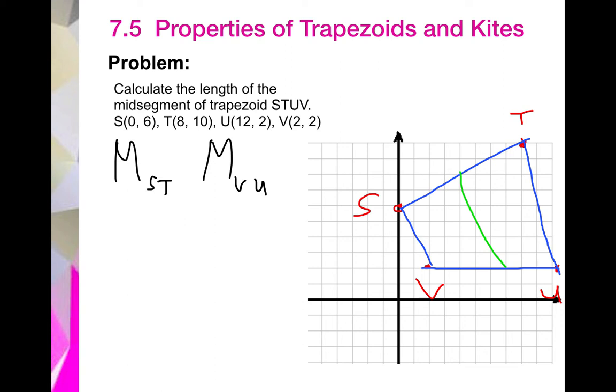Another way that we could calculate the length of the midsegment of the trapezoid is just use the formula. And the formula says that the midsegment, which we'll say is D, is equal to 1/2 the distance from S to V plus the distance from T to U. And I'll leave it to you to come up with the distance using the distance formula.